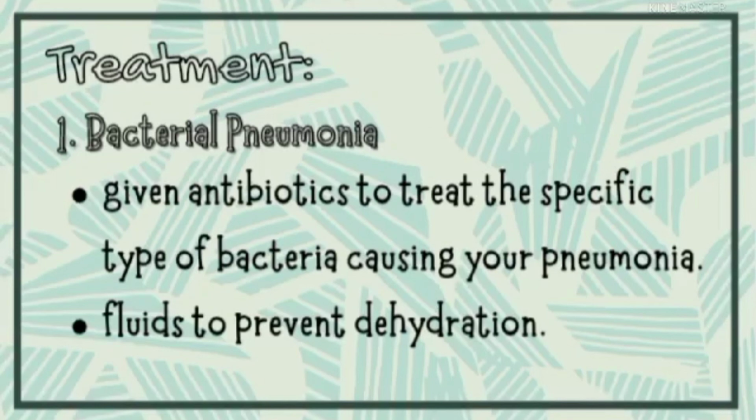Those at greater risk for bacterial pneumonia include people recovering from surgery, people with respiratory disease or viral infection, and people who have a weakened immune system. For the treatment, they're given antibiotics to treat the specific type of bacteria causing your pneumonia, and fluids to prevent dehydration.